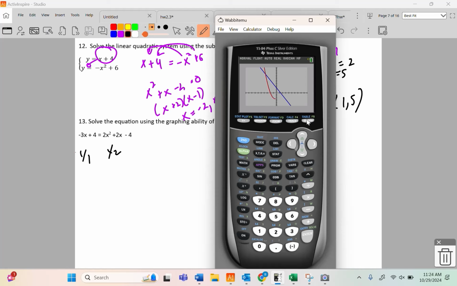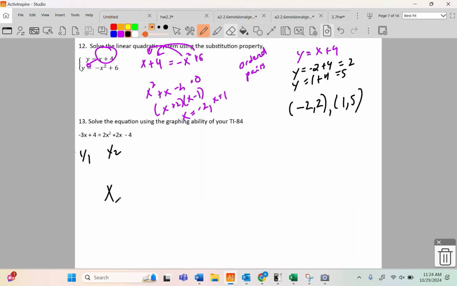Your calculators that you're using are probably going to be faster than my emulator. Second trace 5. And you know what you do. You take your cursor and you get it close and you press enter 3 times. Enter, enter, enter. Now, this had no mention of y, so all it's asking for is x. One of them is 3.6085. I don't have to find y.